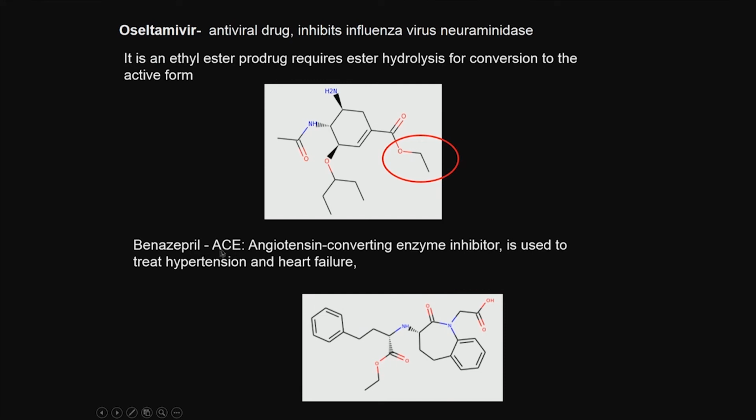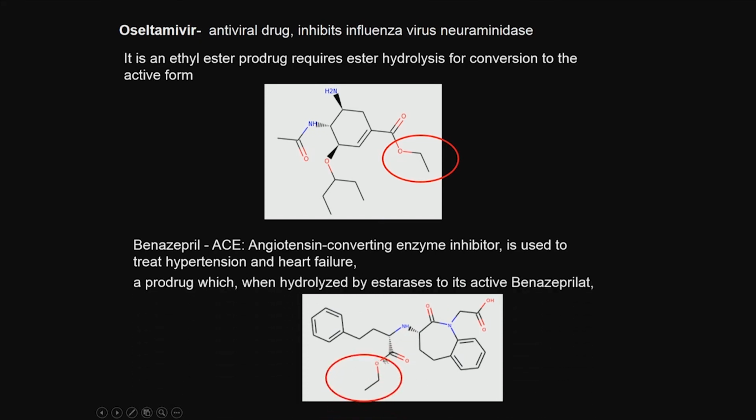Benazepril, this is called an angiotensin converting enzyme inhibitor, okay. Angiotensin converting enzyme is targeted to treat hypertension and heart failure. Again this is a prodrug, this ester bond has to be hydrolyzed by an enzyme called esterase to make this drug active. So, it is easy to put in an ester group which will anyway break inside the body because our body contains esterase enzymes, then the active drug starts acting inside the body, okay.